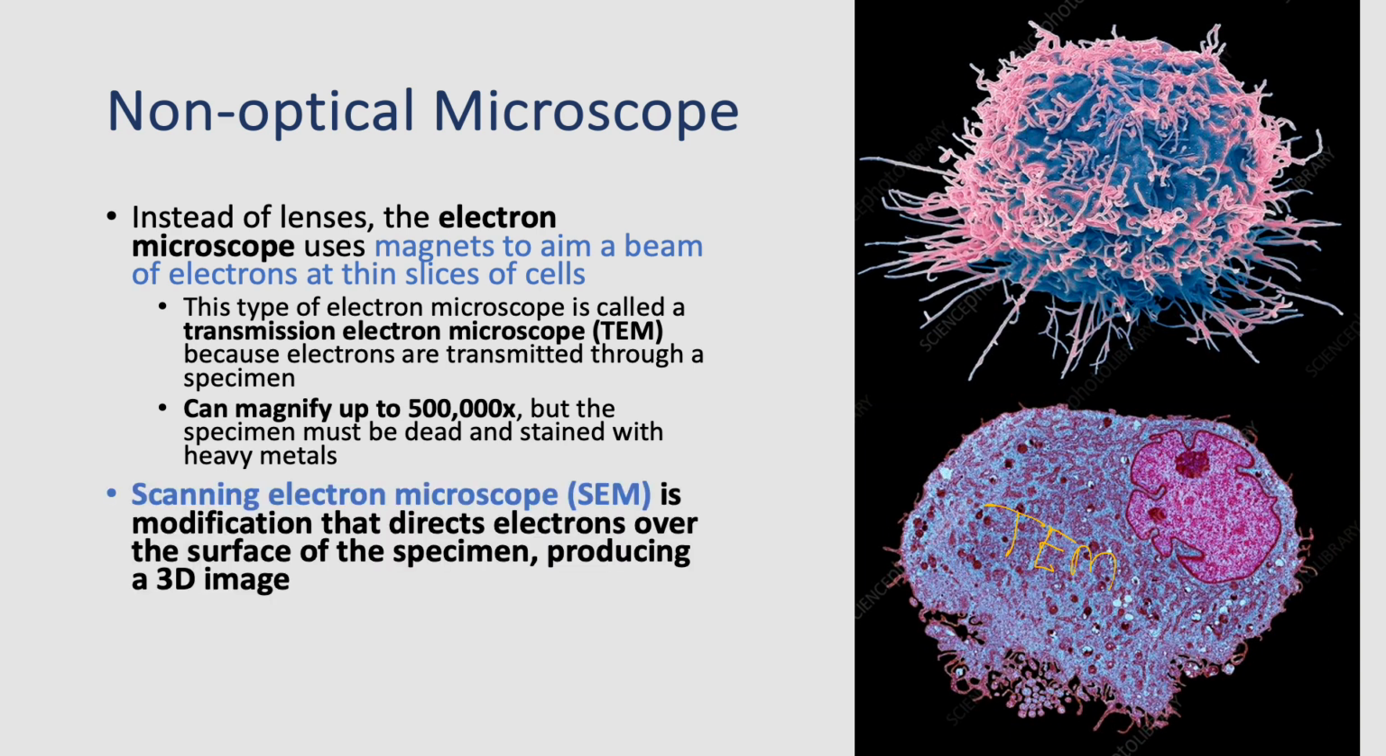Now, a scanning electron microscope gives us a 3D image, an SEM. An SEM is modified to direct electrons over the surface of the entire specimen, and this one produces a 3D image. This allows us to see the outside coating, the structure, what it looks like, how it bonds. And again, only non-living cells and tissues can be observed using this specimen.